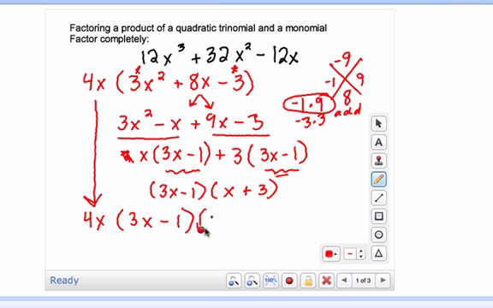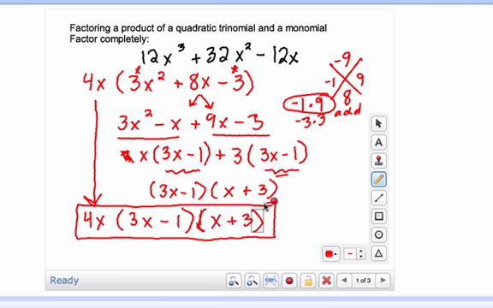Now if you were checking everything together, you could multiply the 3x minus 1 quantity times the other quantity x plus 3, multiply those all together, and then multiply all of that by 4x, and it is going to give you this back. Okay, so let's look at a couple other examples.